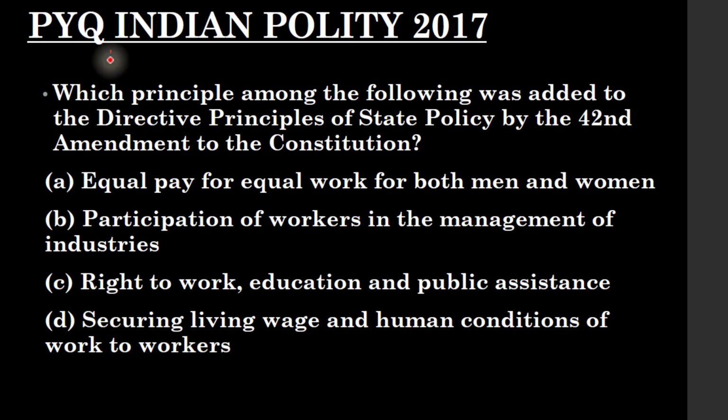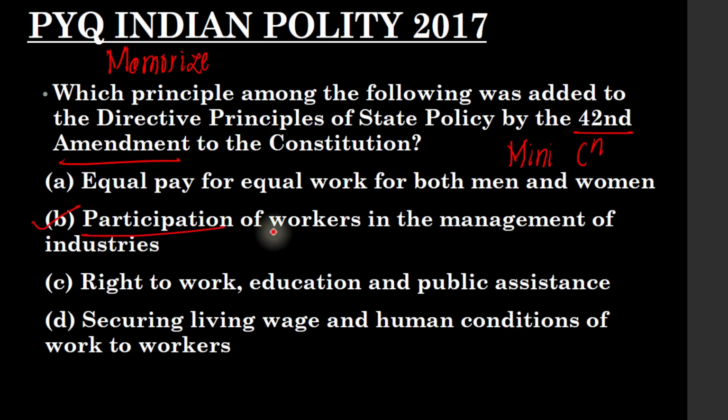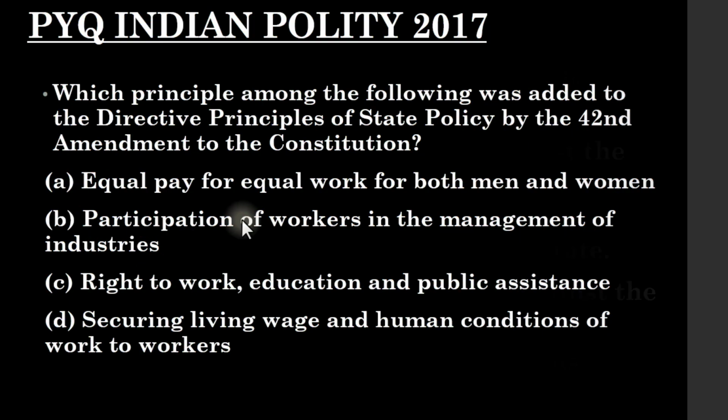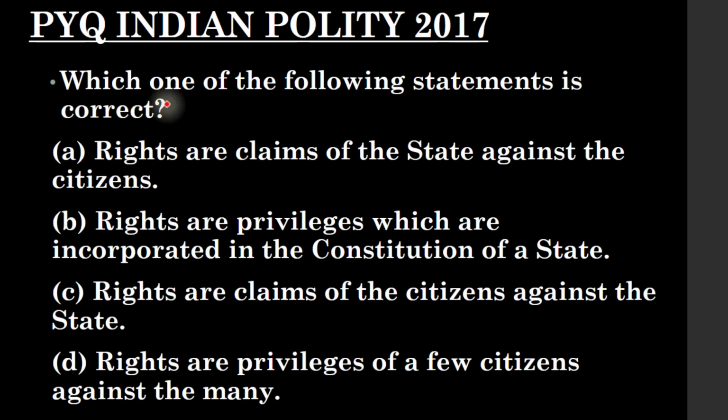This is a question purely testing our memory and also indicating that before some of the important amendments and their outcomes must be memorized, especially 42nd being one of the most important among them, as it is also known as mini constitution. Here the correct option is option B, as participation of workers in the management of the industries was added. Next question. Which of the following statements is correct?